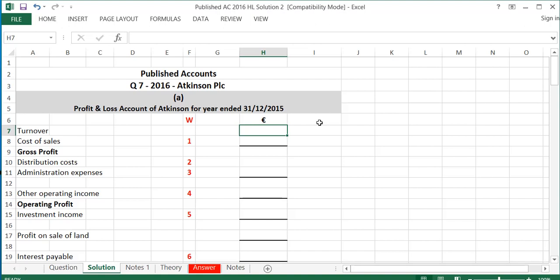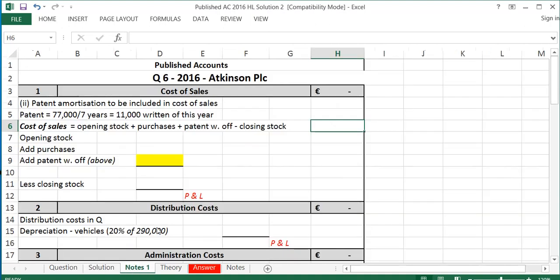So the turnover we can see from the trial balance, there's no change to turnover in the notes. So the turnover figure we're taking from the trial balance, and it is 1,799,700. Cost of sales, we need to do a working on cost of sales. The cost of sales isn't on the face of the profit and loss account. You need to do a note for it and then just put the total into the profit and loss account. So my first note is going to be on cost of sales.